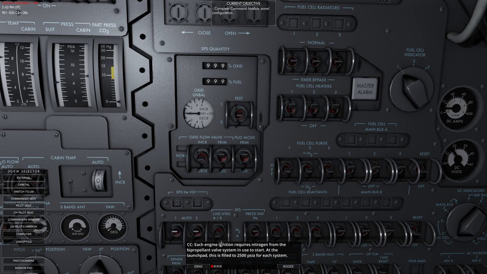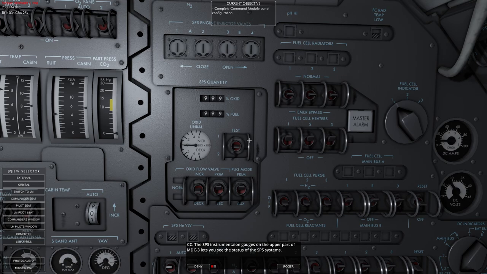Okay. Each system ignition requires nitrogen from the system. At the launch pad, it is filled to 2,500 psi absolute, okay? At least 400 is needed for the system to use. In addition, each ignition will use 50 psi of nitrogen. Okay, that's a problem.